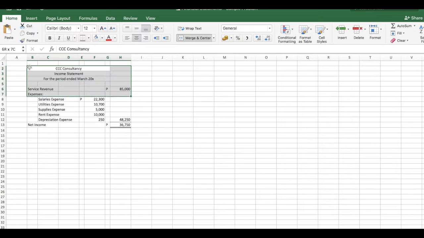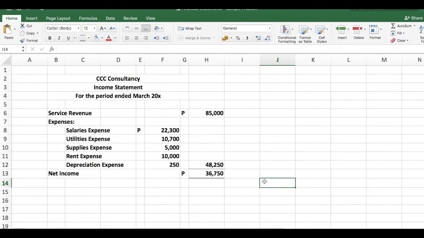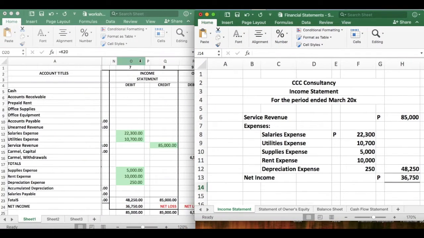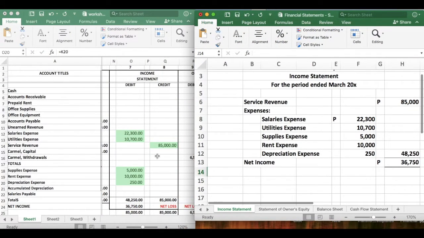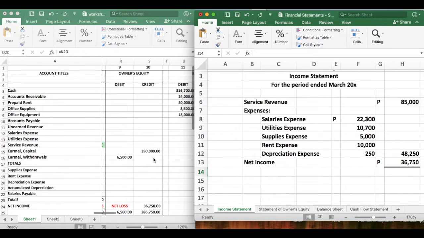So maybe I can have this in bold. Okay, have it like that so you could see it clearly. Okay, so that would be now our income statement. Now let's proceed to making your statement of owner's equity. So we now move to columns 9 and 10.